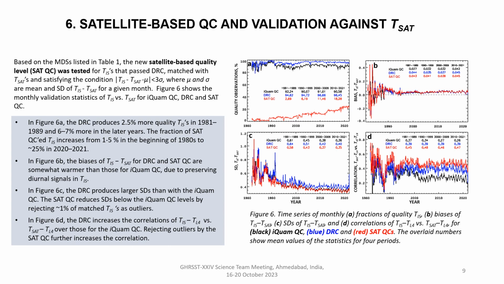to 25% in 2020. In figure B, the biases of in situ minus satellite SSTs are somewhat warmer for DRC and satellite QC than for the iQuam QC due to preserving the diurnal signals. In figure C, the DRC somewhat increases the standard deviations, but rejecting the outliers by the satellite QC reduces them well below the iQuam QC level. In figure D, the DRC increased the correlations of deviations of in situ and satellite SSTs from the analysis compared with the iQuam QC, and the satellite QC makes these correlations even higher.